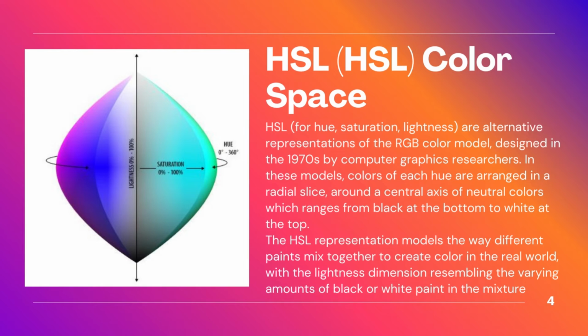HSL, for hue, saturation, lightness, are alternative representations of the RGB color model, designed in the 1970s by computer graphics researchers. In these models, colors of each hue are arranged in a radial slice, around a central axis of neutral colors which ranges from black at the bottom to white at the top. The HSL representation models the way different paints mix together to create color in the real world, with the lightness dimension resembling the varying amounts of black or white paint in the mixture.